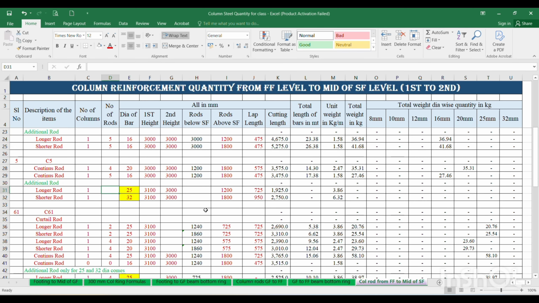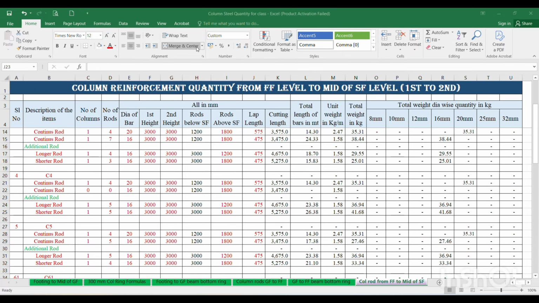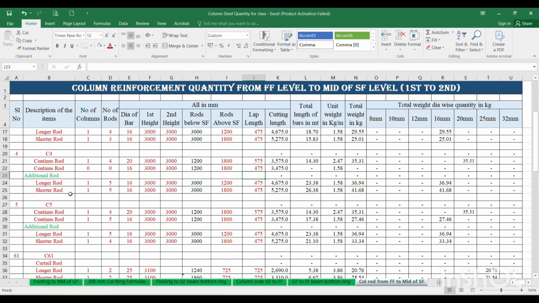Out of 9, I am taking 5 plus 4. 5 is longer and 4 is shorter. Dia of rod is 16. Change this cell into white color, and first floor height is 3 meter, and the rod below second floor is first floor height and first floor height. Rod above second floor is 0.4 and 0.6 times of second floor height, and lap length as per the 16 is 475. So now we have completed from column number C2 to C5.